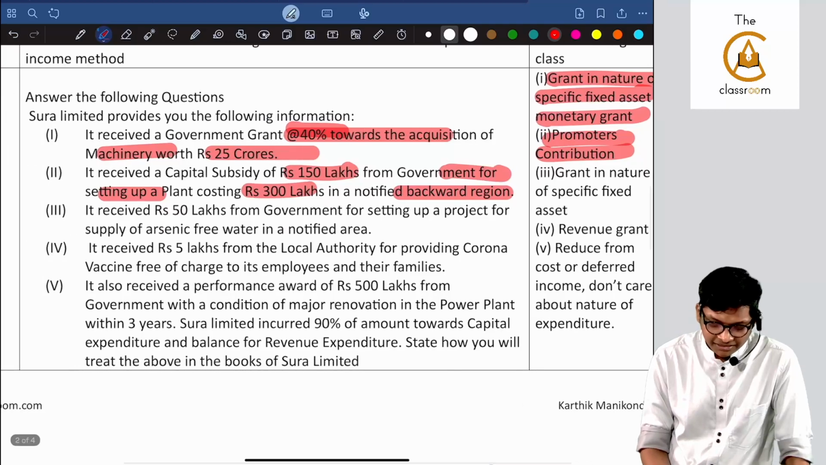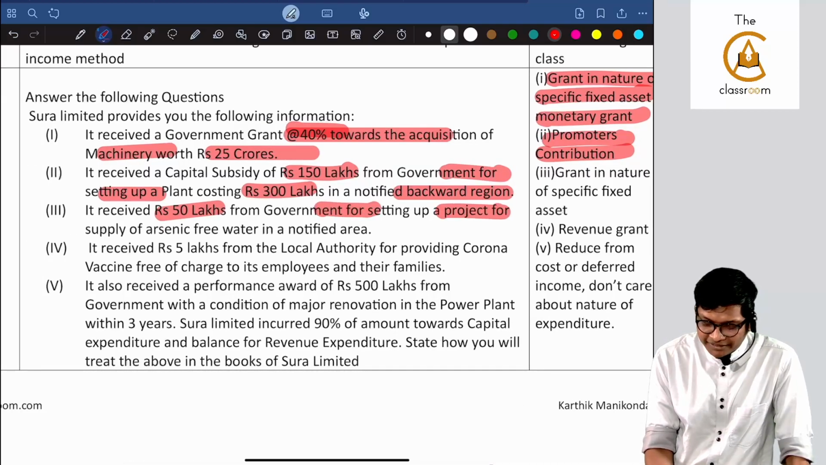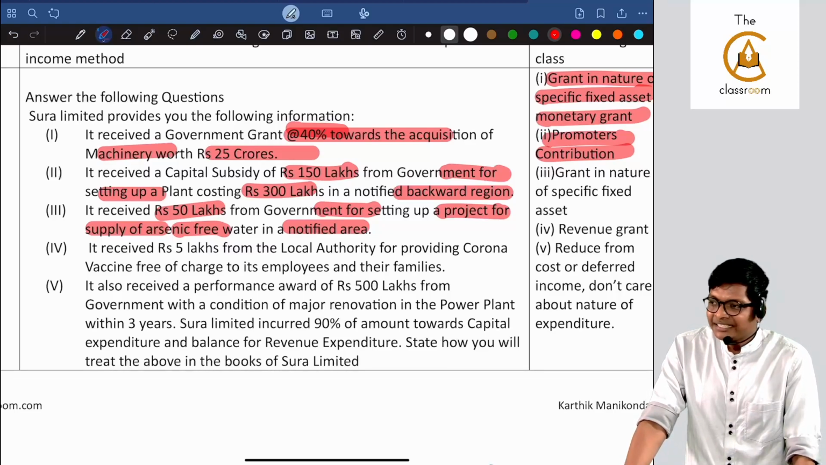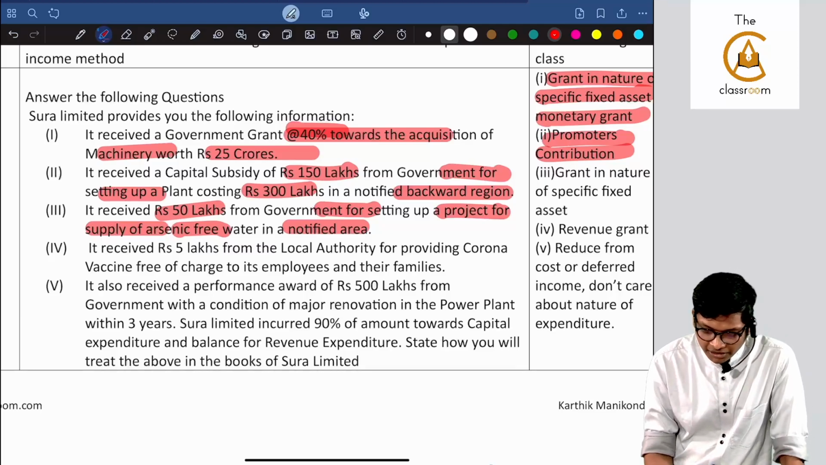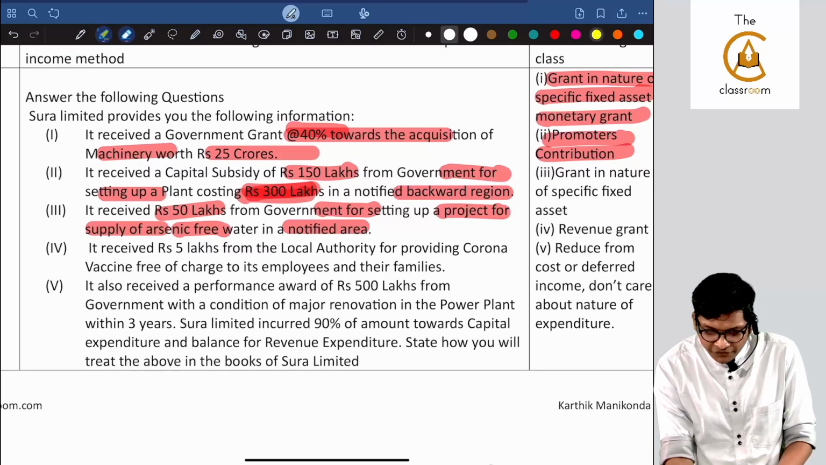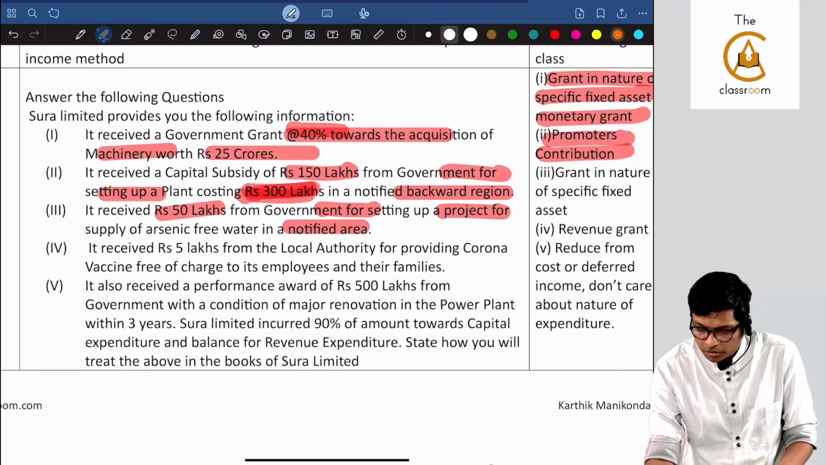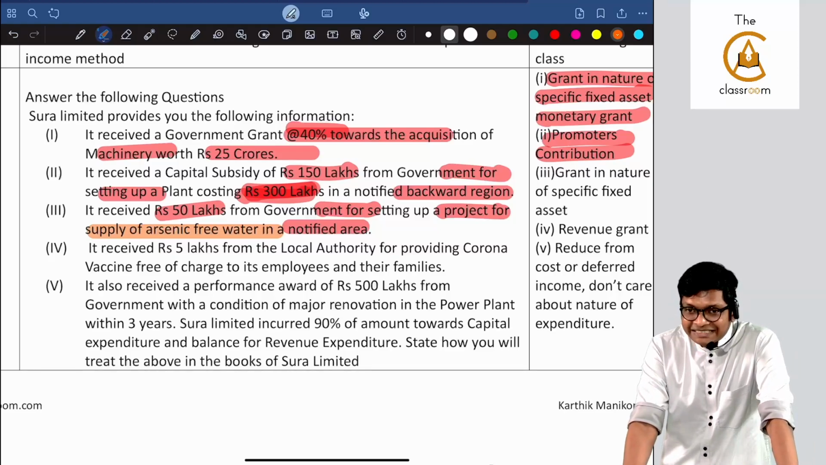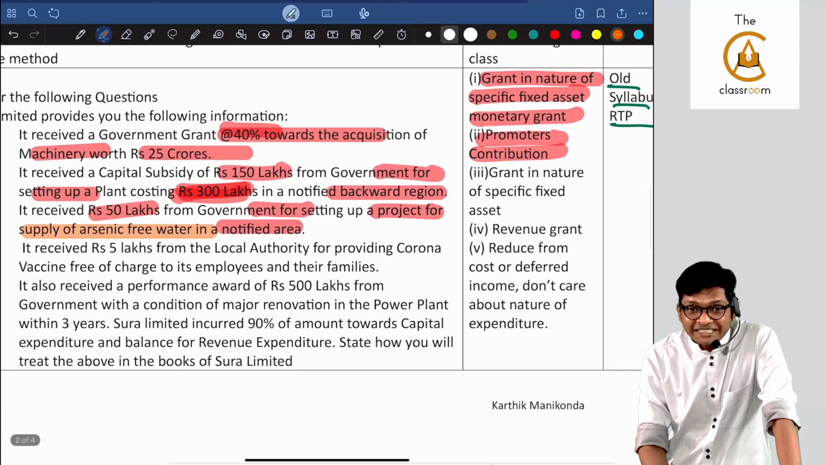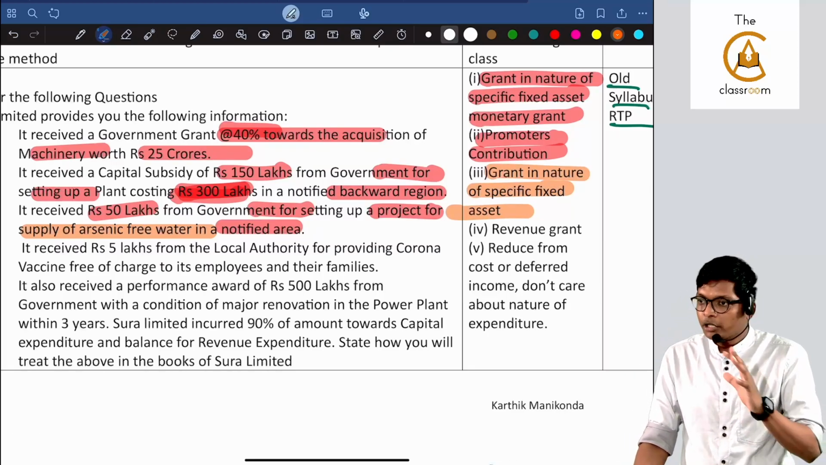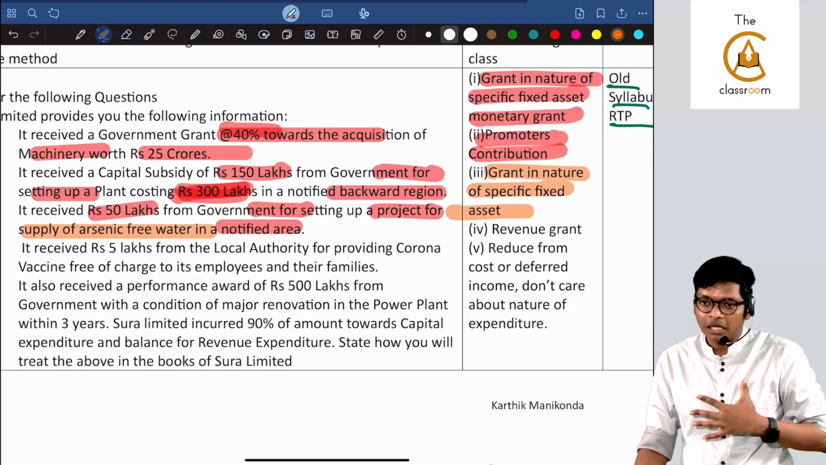Okay. Next, it received 50 lakhs from government for setting up project for supply of arsenic free water in notified area. What is this? In the second question, in 300 lakhs, I can do anything for plant. Here, specifically he is telling what, guys? For setting up arsenic free water in notified area. That means it's a grant for specific fixed asset. Grant in nature of specific fixed asset. Are you getting it, guys? In concept revision, I have 5 grants. Are you able to follow, guys?